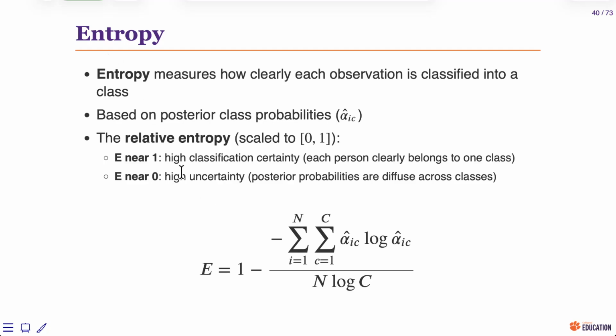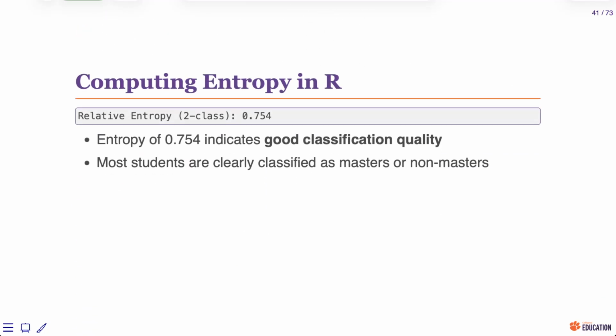Now, a relative entropy at 0 is the polar opposite of that. Think of it this way. If we have 2 classes, if we basically said each person has a 50-50 chance of being in class 1 or class 2, that'd be a solution that has absolutely no information at all about our data, about our class. So that would give us a relative entropy at 0 itself. So entropy is one way to measure that.